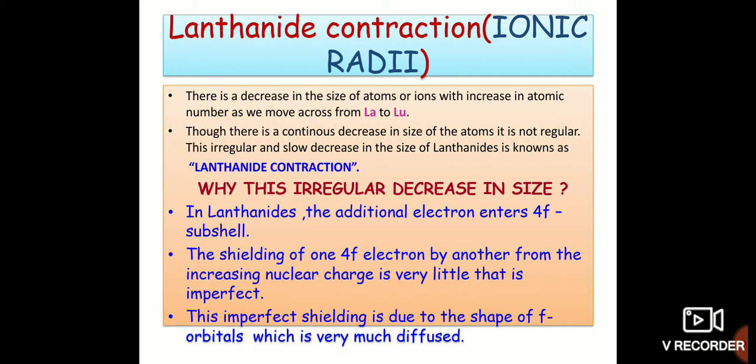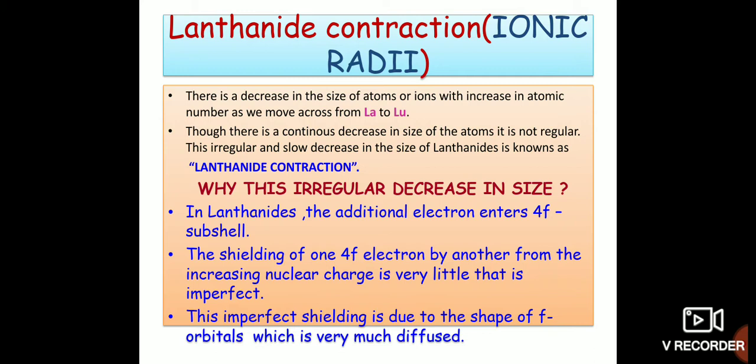Okay, so why this irregular decrease in size? See, in lanthanides the additional electron enters the 4f subshell. As we move from left to right, we know that there will be an increase in atomic number and a decrease in the size of the atom, but due to the increase in the atomic number step by step, there will be an increase in the nuclear charge every step.